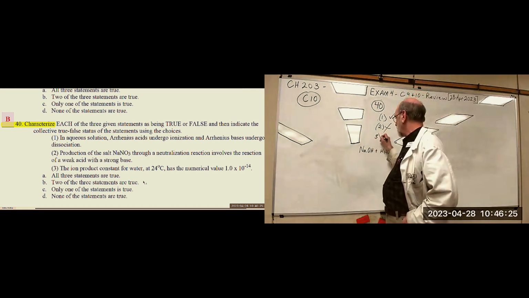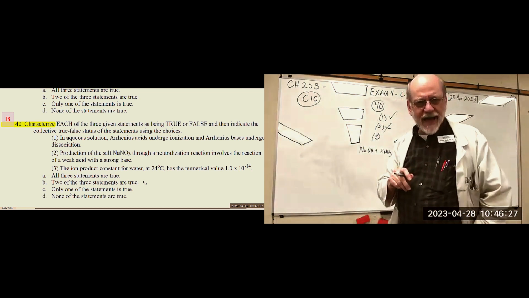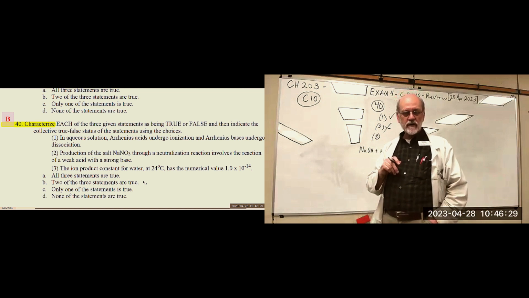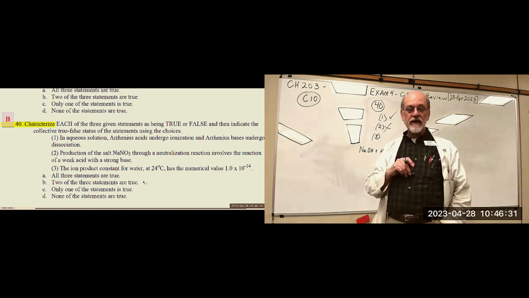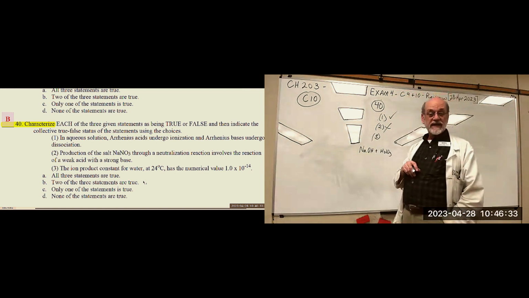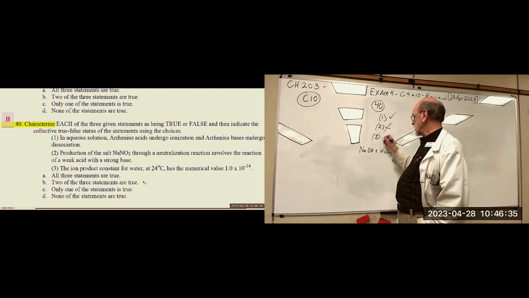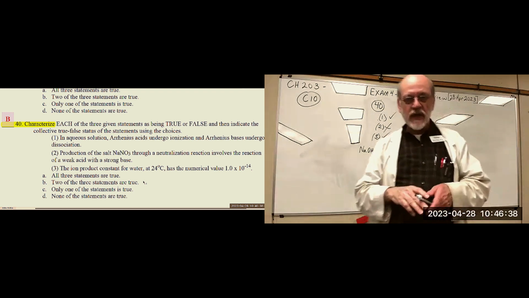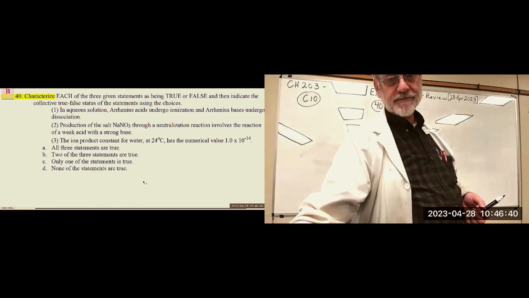How about 3? The ion product constant for water at 24 degrees has the numerical value 1 times 10 to the minus 14. That is a definition, and it's true. So we have two true statements there.